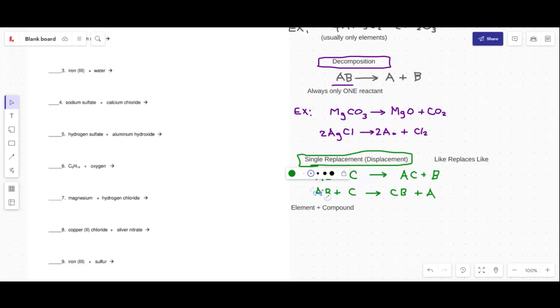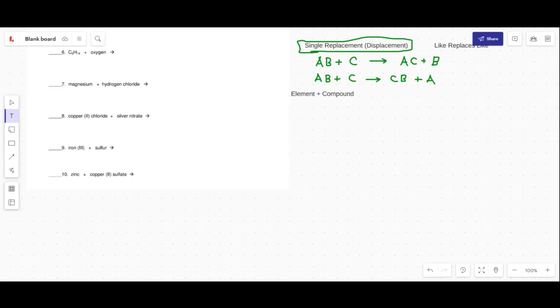So if C is a metal, it'll change places with A, if A is a metal. If C is a nonmetal and B is a nonmetal, then they're going to switch places. C is going to take the place of B, and B is going to come out by itself, which is what you see happen here. But like replaces like. The element that's by itself will switch out for what is like unto itself. So if it's a metal, it'll swap places with the metal. The nonmetal, it'll swap places with the nonmetal. Okay.